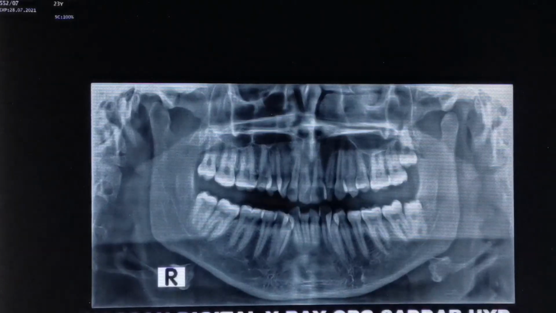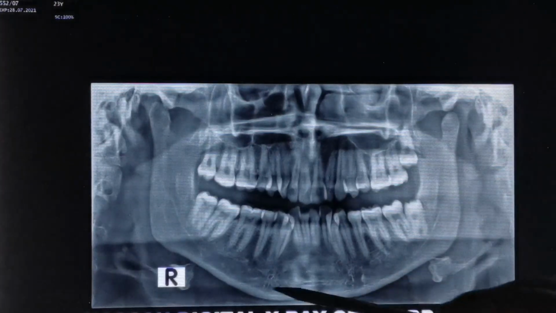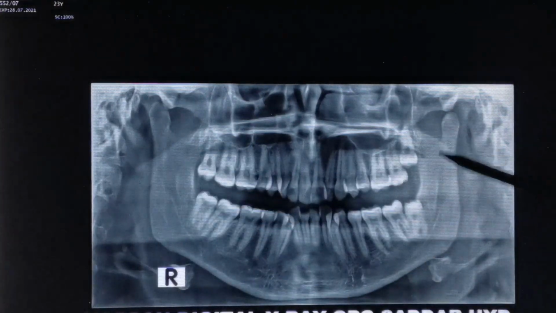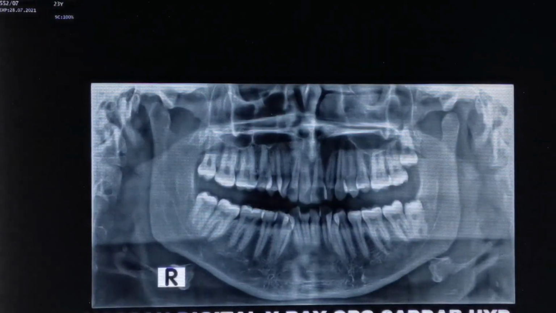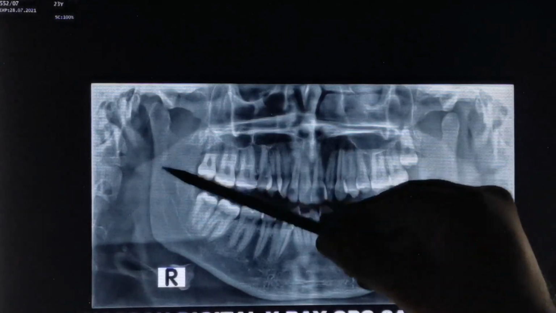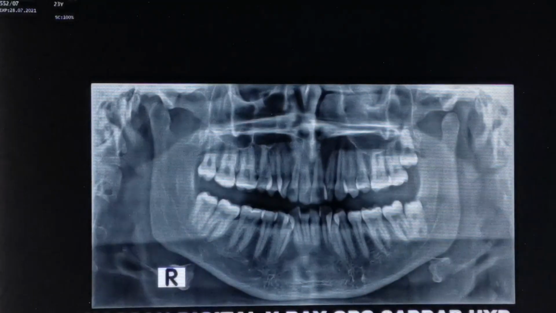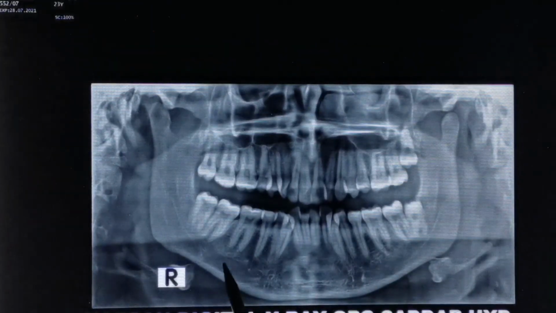Now moving down here, you can see this whole line, this arc. This is the mandible, the whole structure. How many parts can you see in this mandible? This vertical portion is called the ramus. Here is the angle of the mandible, or the corner of the mandible. And this is the body of the mandible, the whole body.